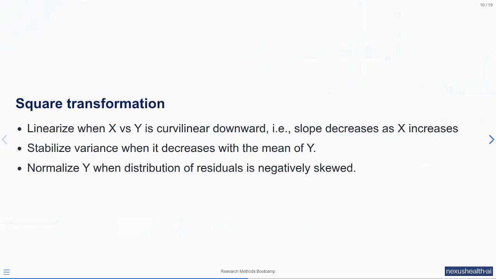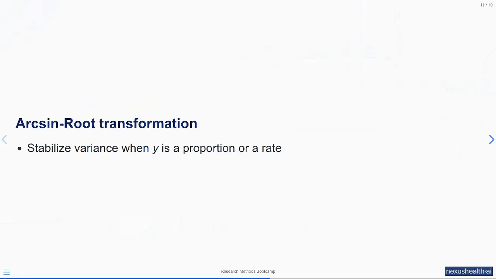In square transformation, we use that to linearize x when it's curvilinear downward, so the slope decreases as x increases. So this is kind of like the reverse of when we use the log transformation. Remember, in the log transformation, we apply that when the relationship between x and y is curvilinear upward. And in contrast, if it's the other way around, then you may want to think about applying the square transformation. The arcsin transformation is used when y is a proportional rate.